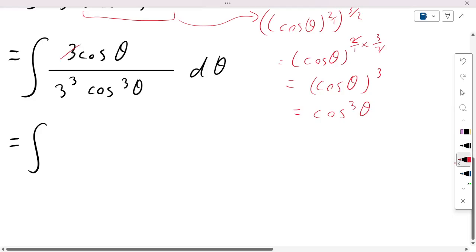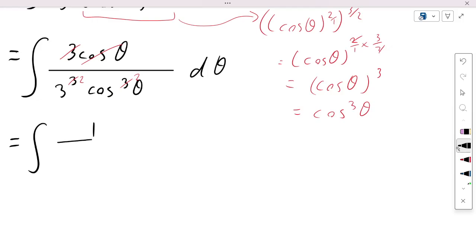So we can cancel these out. This will be 3 to the power of 2 in the denominator. We can also cancel these out. It will be cosine squared theta in the denominator. Therefore, we're just going to have 1 divided by 3 squared multiplied by cosine squared theta with respect to theta. I'm just going to keep saying that from now on because I did mess up really badly here. Okay, and I do apologize.